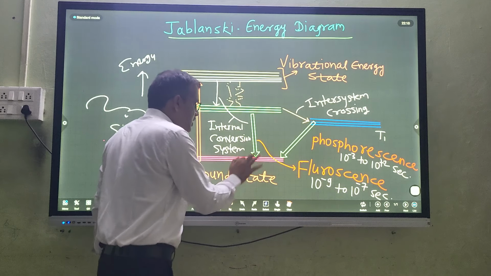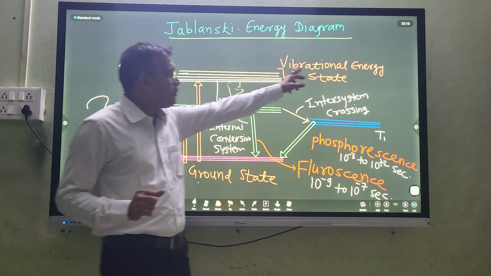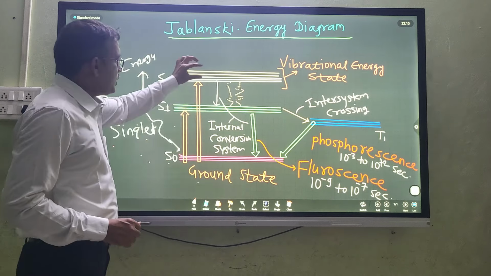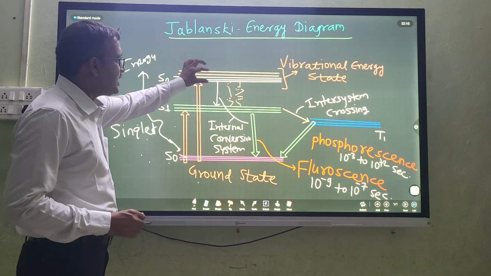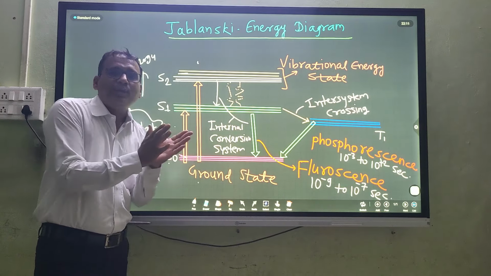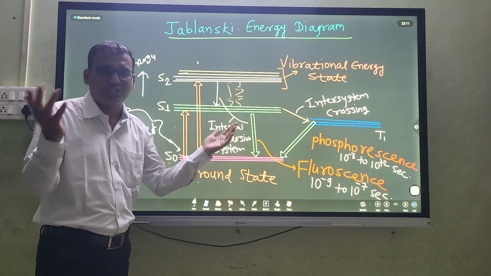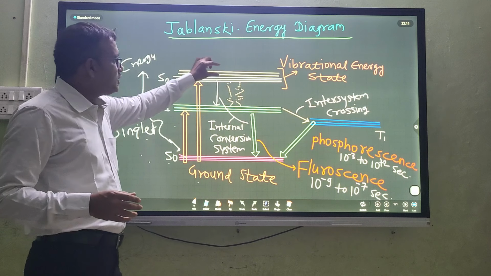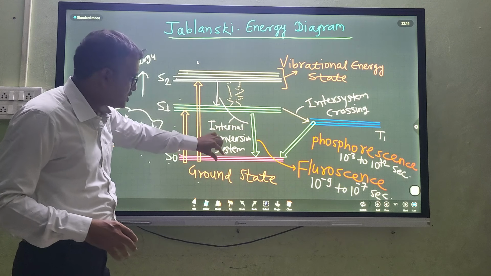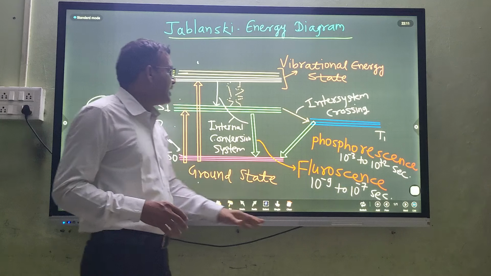Internal conversion. In some cases, what happens? This is a vibrational energy state. When the molecule's electronic structure gets vibrated, the energy may be lost as heat to the surroundings or other molecules. At that time, these molecules get deactivated from this point to this point. This is a vibrational energy state.